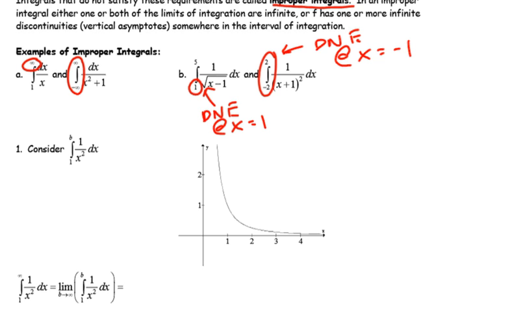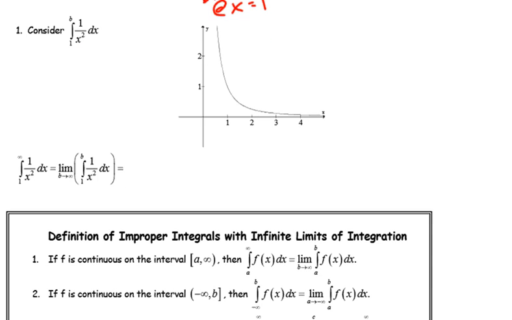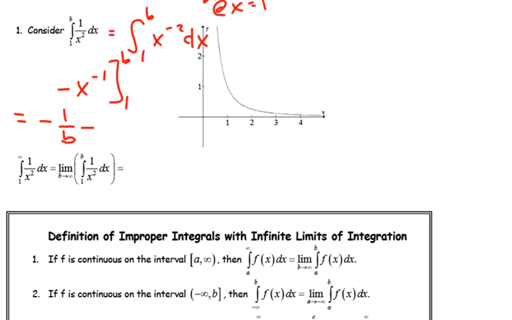So just to see what this looks like, consider the function 1 over x squared, and we're going to integrate from 1 to b, being some unknown number. If we took the integral of this really quickly, I would rewrite this as x to the -2. Then when we integrate, we get -x to the -1, evaluated from 1 to b. And when we evaluate, we get -1 over b minus a -1, which would be +1. We could also rewrite that as 1 minus 1 over b.